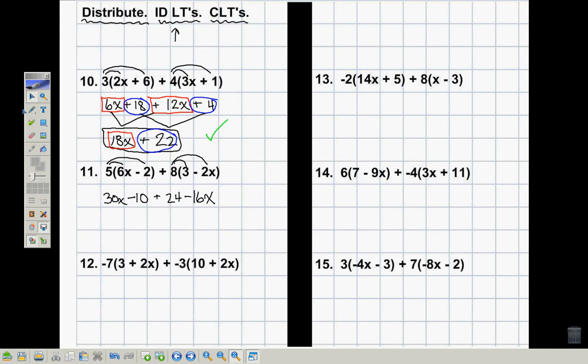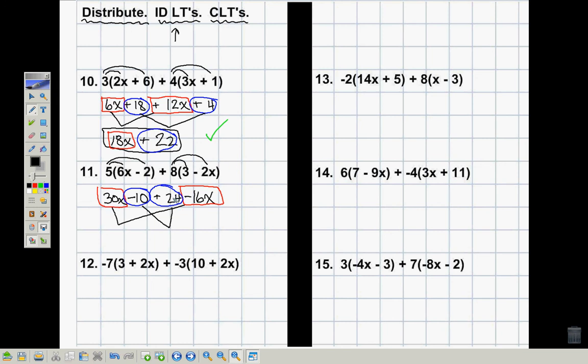Now we need to identify like terms. Again, I'm going to kind of hustle here. So 30x and negative 16x and negative 10 and positive 24. They don't always have to be in this red, blue order. As you can see, we have red, blue, red order. So we need to combine from a little bit further away. No big deal. We just go like this. There's 30x and negative 16x. Here's negative 10 and positive 24.